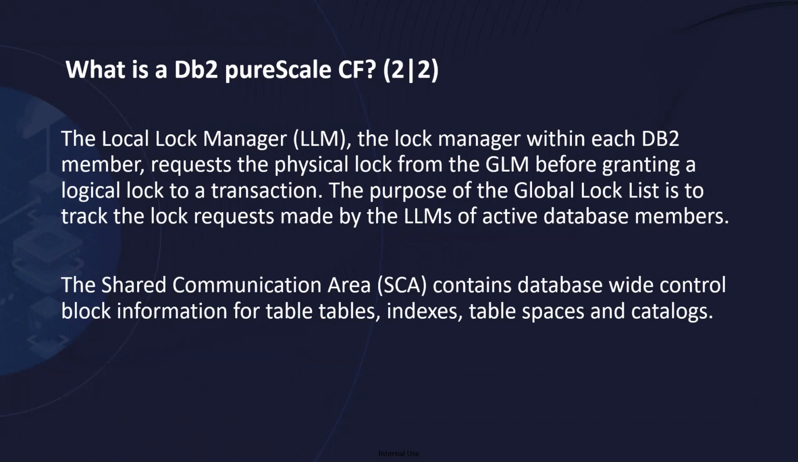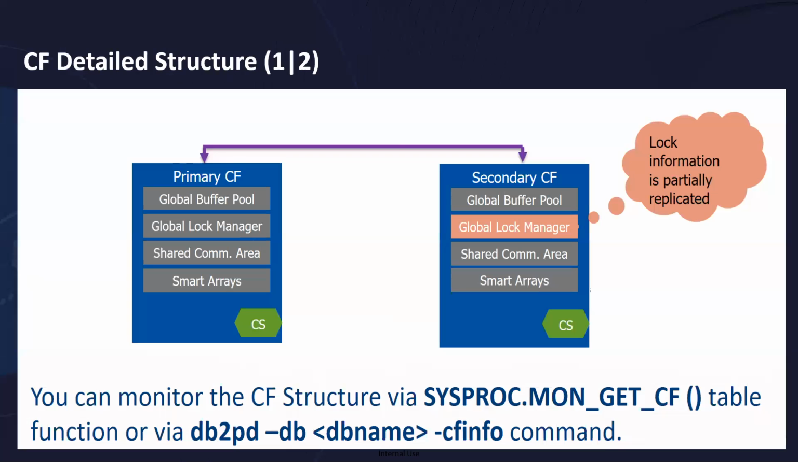So local lock manager, each member will have the local lock, right? The lock list, which is present on each member, will serve as a LLM, and the global lock manager will coordinate each LLM and GLM. And the shared communication area contains the cluster-wide or database-wide information about the tables, indexes, table spaces, and catalog. So kind of metadata information which will be kept shared between the members and CF.